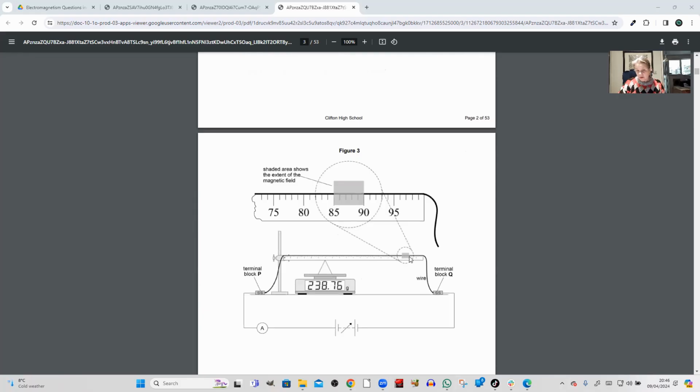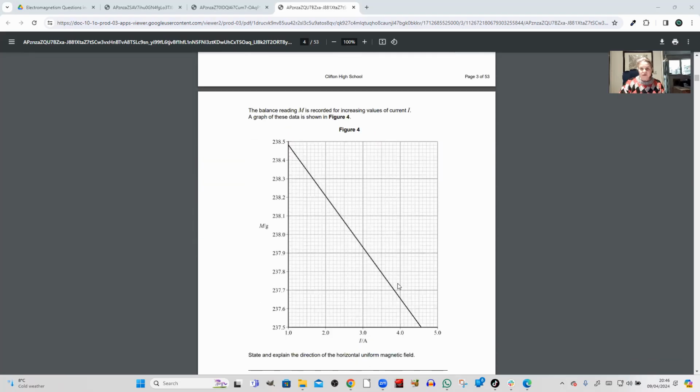they put a wire along the ruler. And that bit of the wire, the bit that they've shaded grey, they put a magnetic field on that bit. So they have a North Pole on one side and a South Pole on the other. And if they've got a current going through that wire, which they do, then there's going to be a force on the wire. And here is the apparent balance reading.